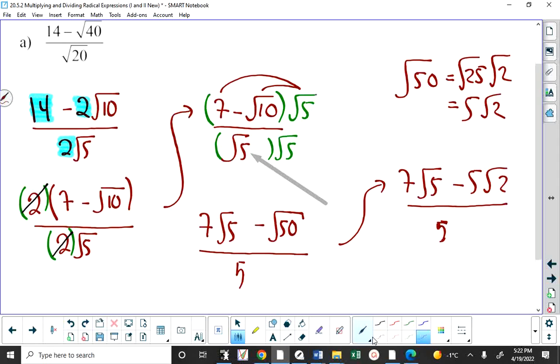I'll give everybody a minute here just to make sure that you've got everything written down before we look at what I think might be the last example in this lesson.